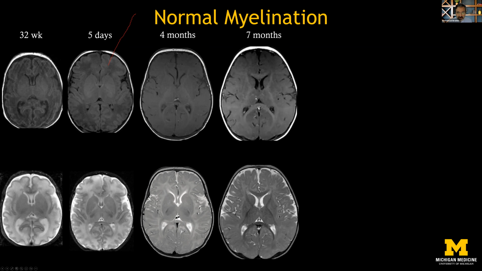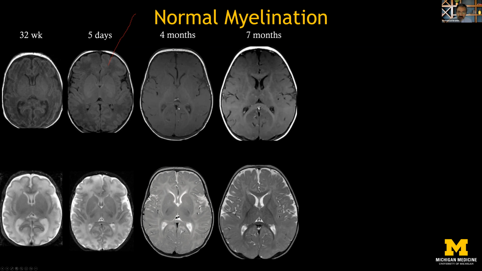Later, by 7 months of age, the myelination has progressed. You can see all of this bright signal involving the corticospinal tracts. Now we have myelination within the splenium of the corpus callosum and the genu of the corpus callosum.